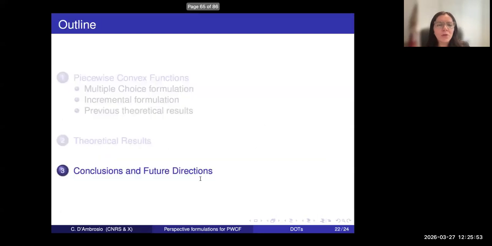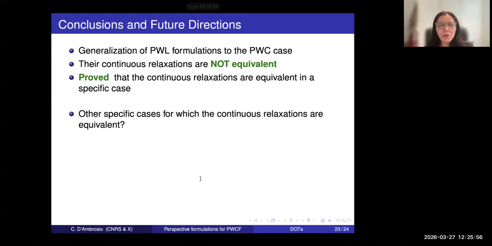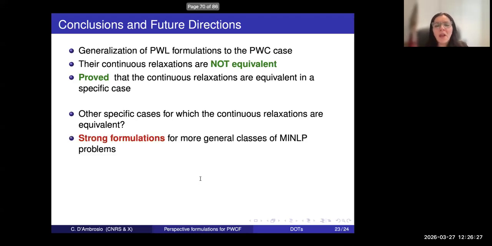And so I will now conclude by telling you what we are working on right now. In general, we proved that the formulation and the perspectivized generalization of piecewise convex functions formulation are not equivalent, but we identified a specific case in which they are. So we are wondering if we can find other specific cases in which the continuous relaxations are equivalent. The other thing we are working on is that we stick with the univariate function here. We want to see what happens if we go to higher dimension or to other classes of problems.